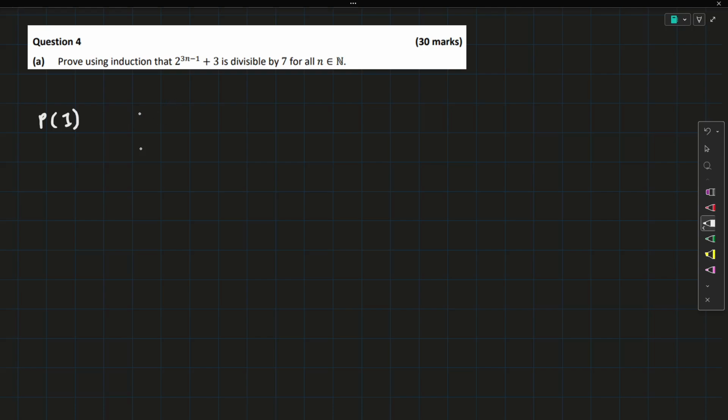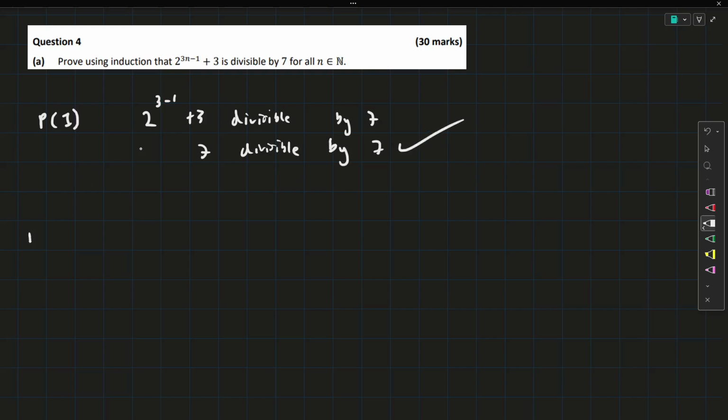So our proposition when n is equal to 1, that'll be 2 to the power of 3 minus 1, plus 3, is divisible by 7. So I'll write divisible by 7. And what's this going to be? Well, that's going to be 2 to the power of 2, which is 4, plus 3. So 7, divisible by 7. Yes, that is true. Cool.